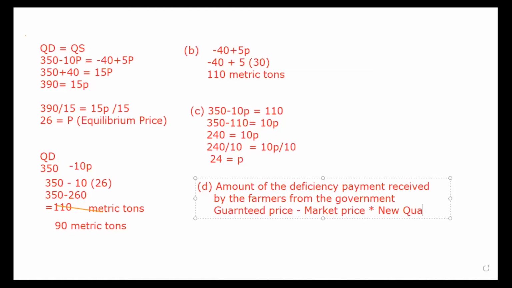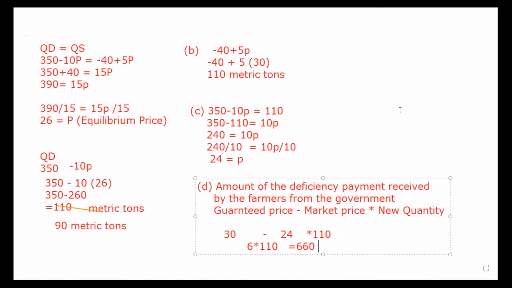New quantity, which we found now. So guaranteed price was 30. The government said they will give, and the market price was 24. So we have got a 6 rupees gap. And new quantity was 110,000 metric ton. 110,000 you can write, or 110, both are same because it's metric tons. You can represent that way also. So 6 into 110 will give you an answer of 660. 660,000 rupees or 660, still it's same, guys. Still its answer is going to be correct.